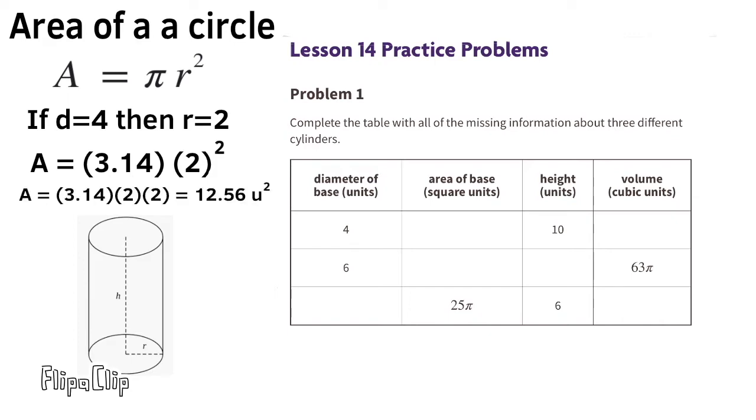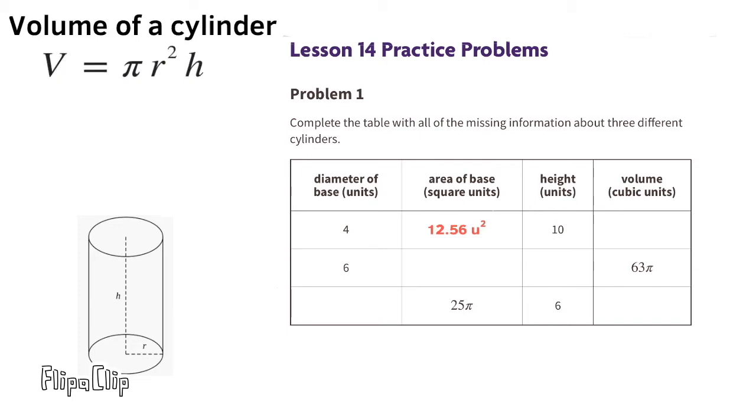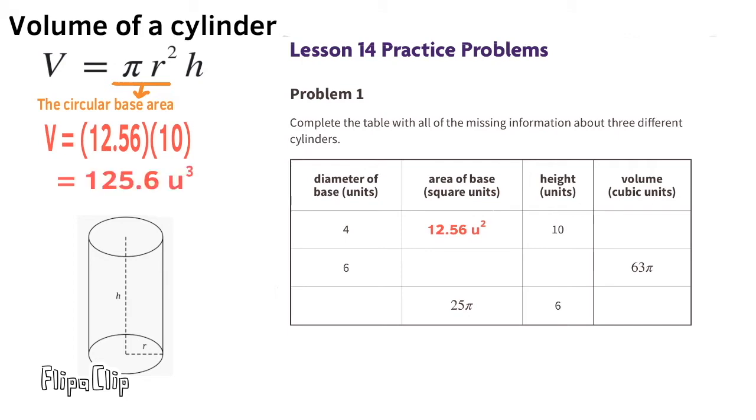2 squared is the same as 2 times 2, so the area will be 3.14 times 2 times 2, or 12 and 56/100 units squared. Next, we need to find the volume of this cylinder. To find the volume, we need to multiply pi times r squared times the height. The volume is 12 and 56/100 times 10, since the height is 10. The volume is 125 and 6/10 units cubed.